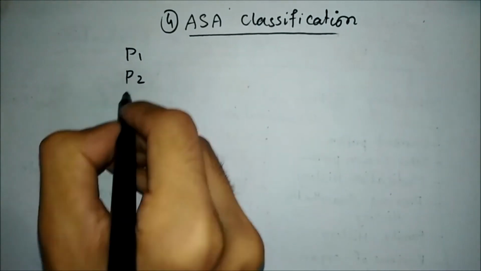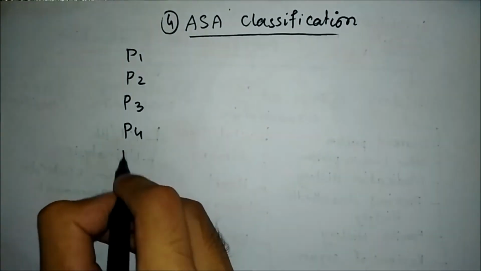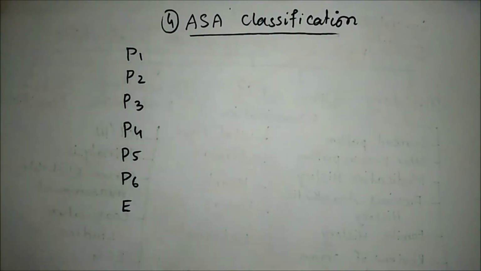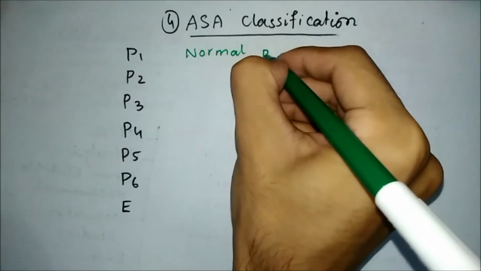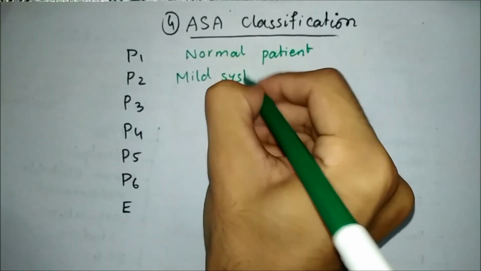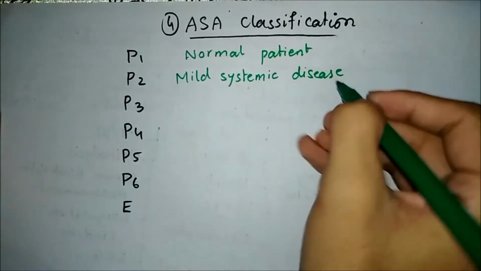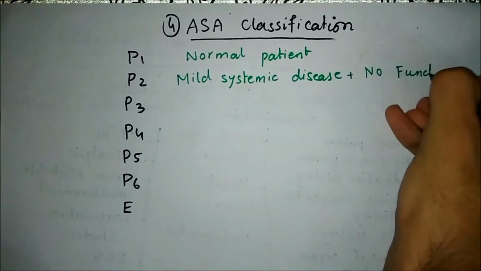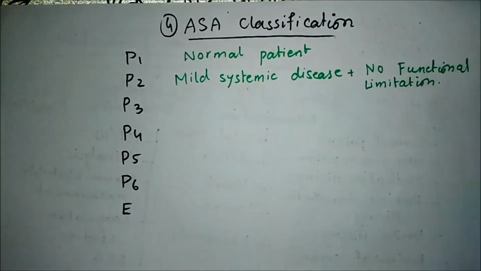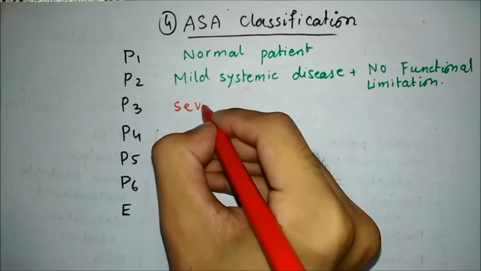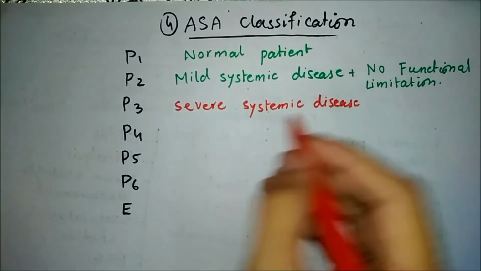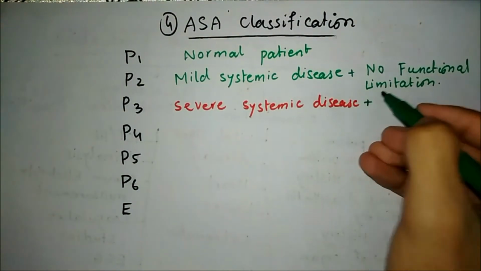Number 4 is ASA classification. In ASA classification, the patients are classified into 6 classes. Number 1, normal patient. Number 2, patient with mild systemic disease but no functional limitation, for example, pregnant patient. Number 3, patient with severe systemic disease and some functional limitations, for example, COPD patient.